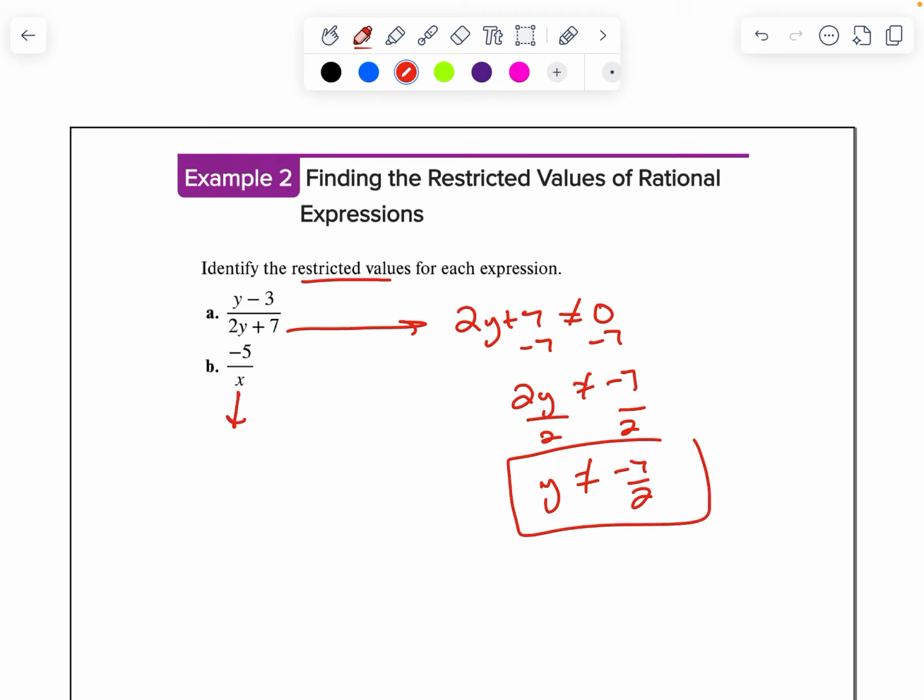Sometimes it's as easy as this, where we just have an x in the denominator. X is not equal to 0. It's already solved. X can't be 0 because 0 would make the denominator 0.